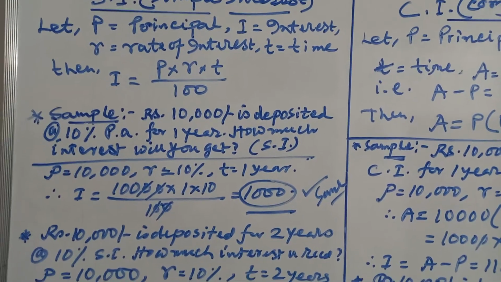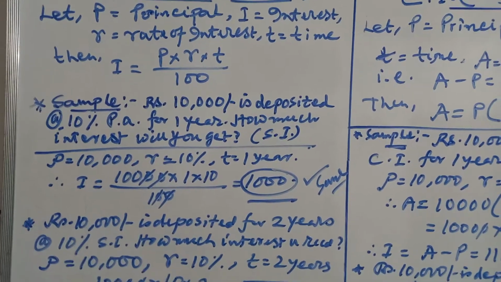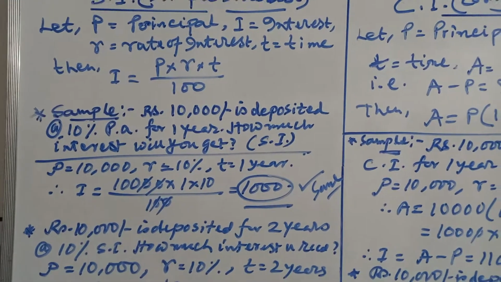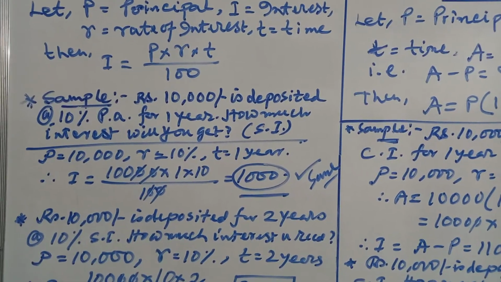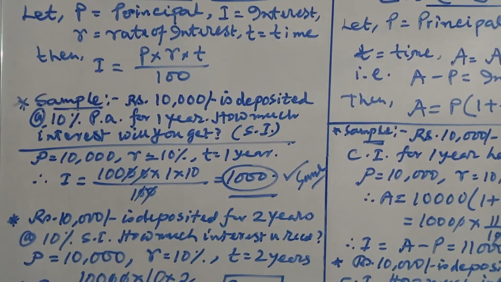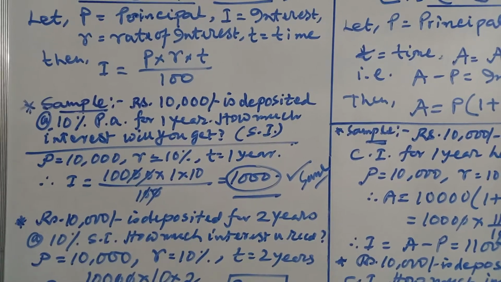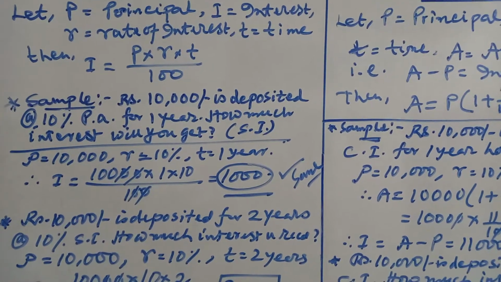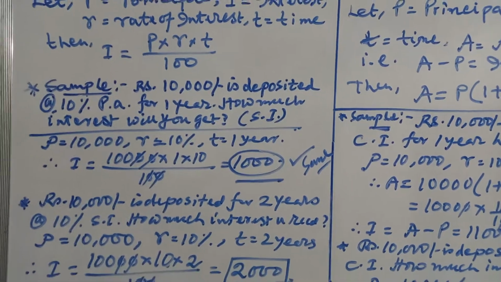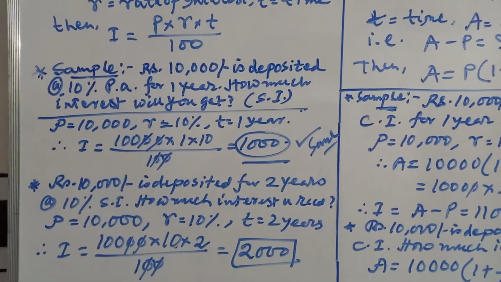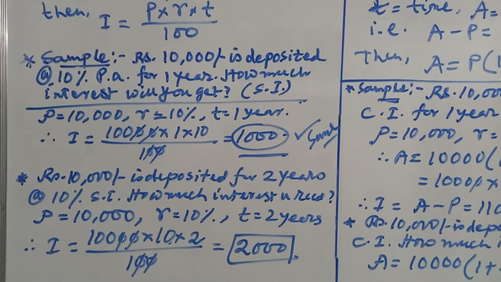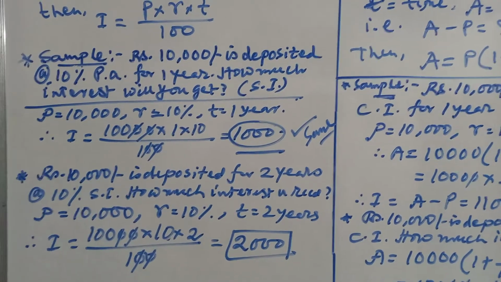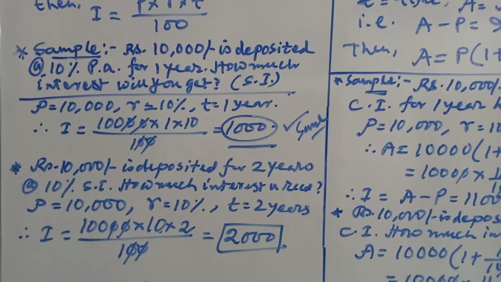Now I am giving you two sample questions to realize how the simple interest is calculated. Number one sample, rupees 10,000 is deposited at the rate of 10% per annum for 1 year. How much interest will you get in SI system? Now P is equal to rupees 10,000, R is equal to 10%, T is equal to 1 year. Therefore, I equal to 10,000 into 1 into 10 by 100, that is rupees 1000.